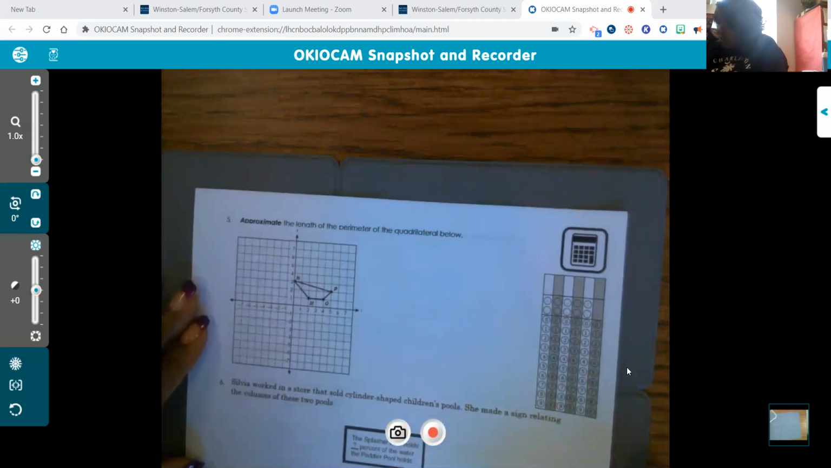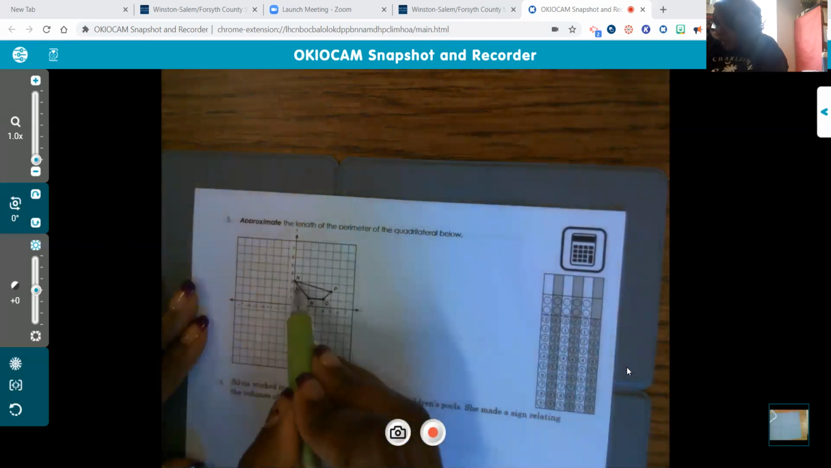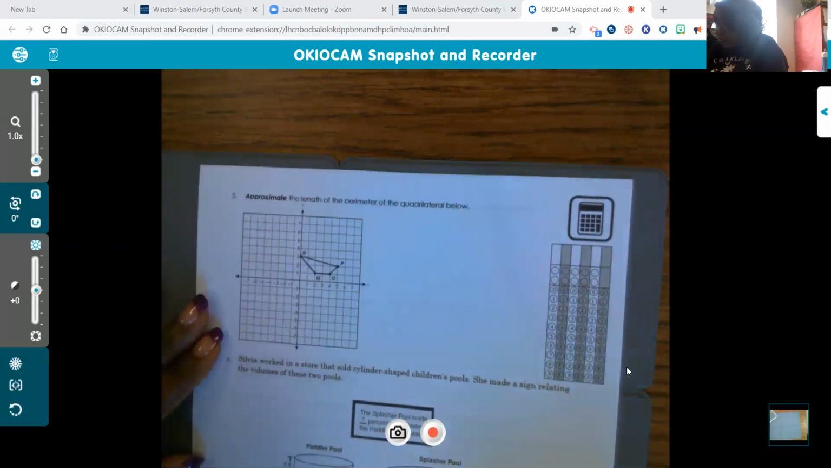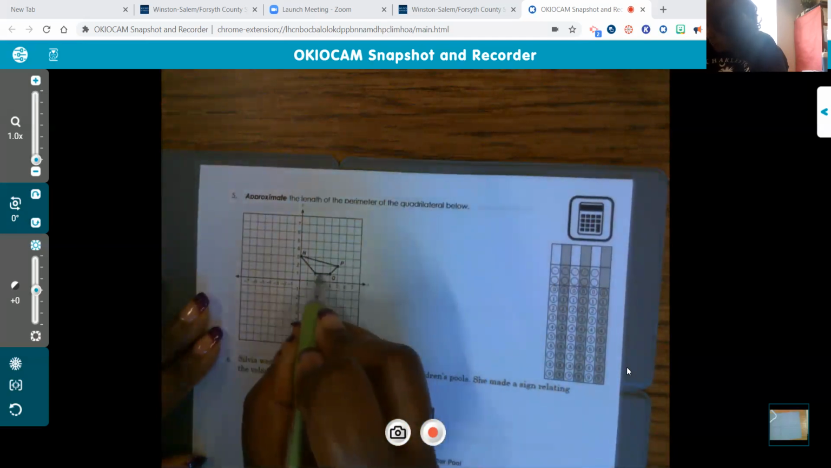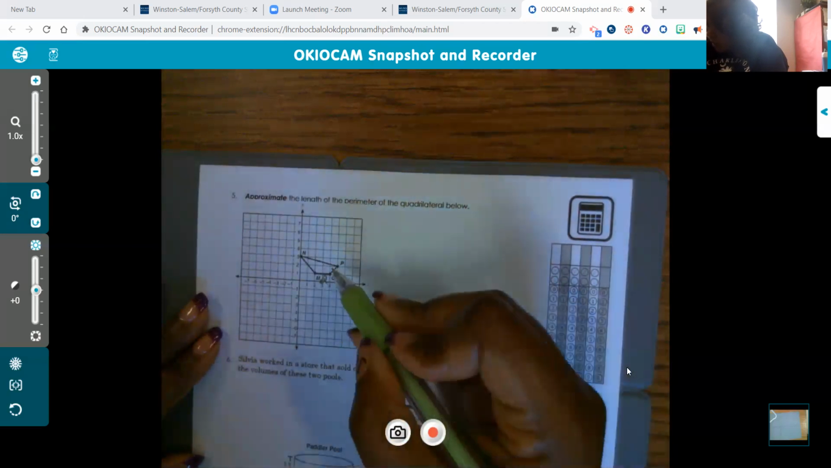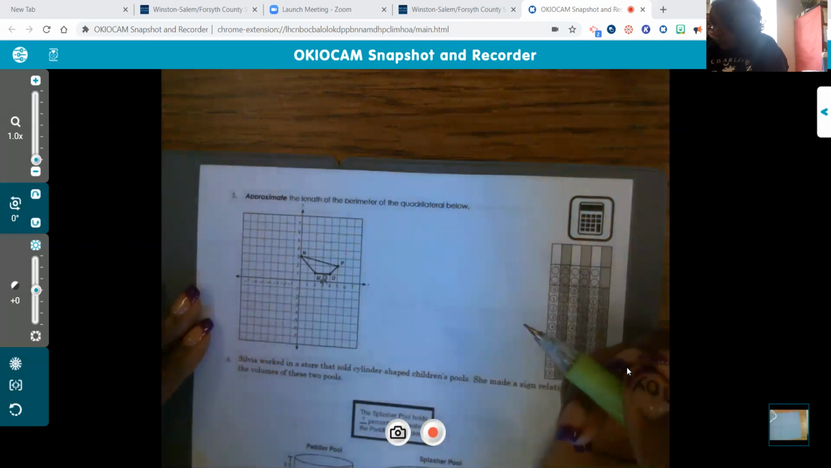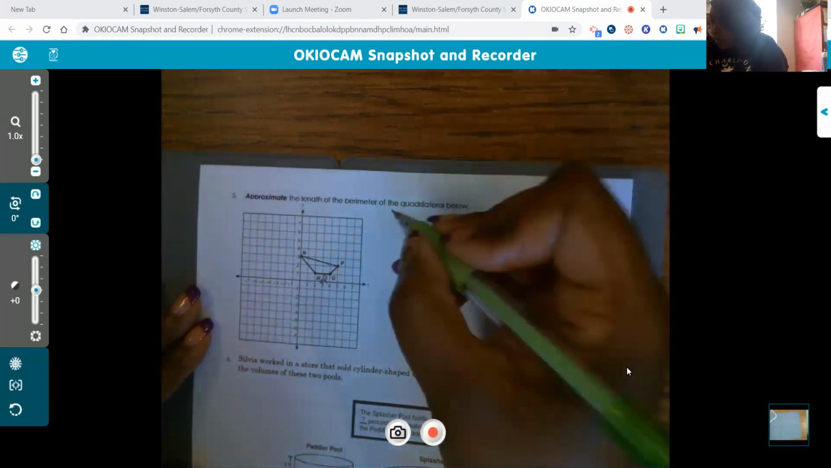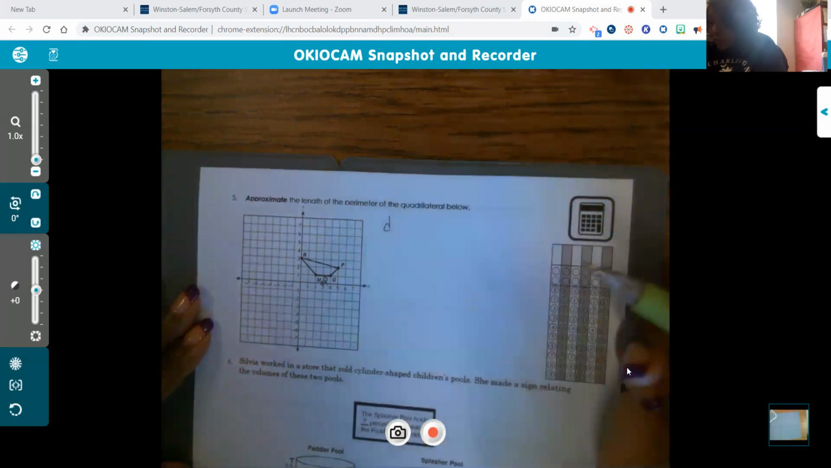It says, what is the length in the perimeter? So we've got to find the length of these sides and add them together. So this bottom one is the easiest one. This is 2 units, okay? This is 2. So this one right here, we don't know. So in order to find that, we can use the distance formula, or we can use Pythagorean theorem.